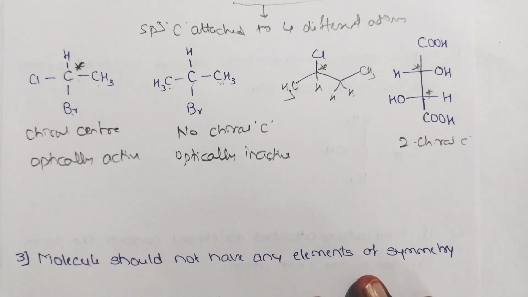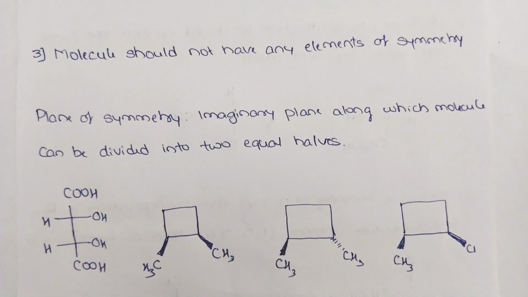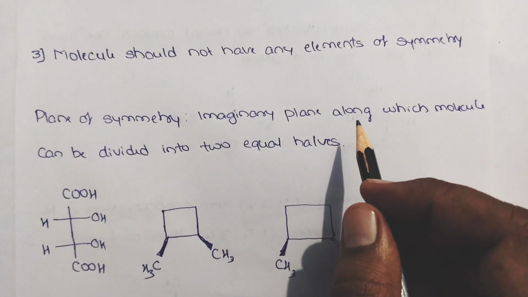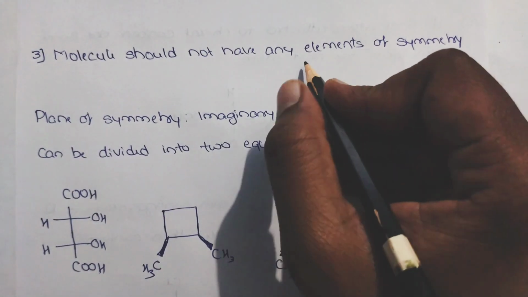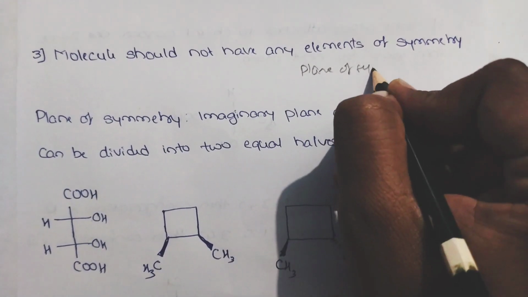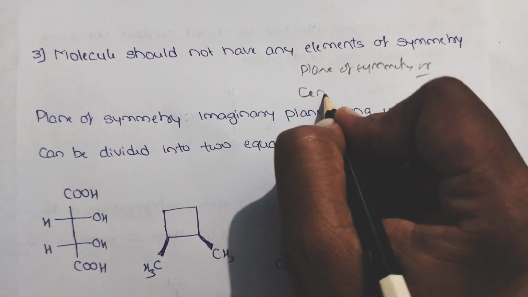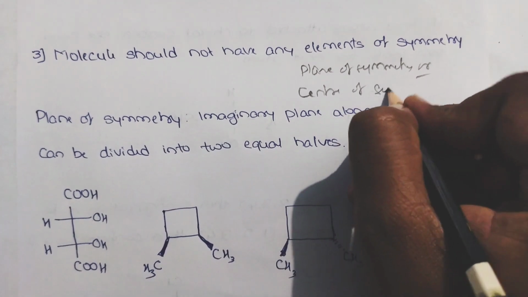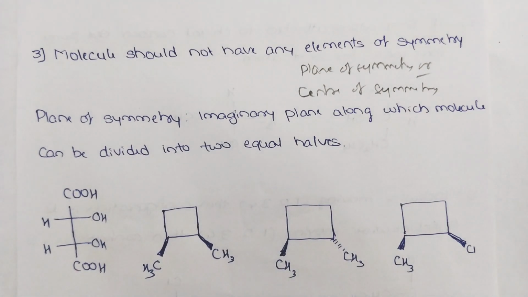And this is the second criteria, that a molecule should have at least 1 chiral carbon. And the next one is the molecule should not have any elements of symmetry. Means it should not have any plane of symmetry or center of symmetry. You should not have any plane of symmetry and center of symmetry.